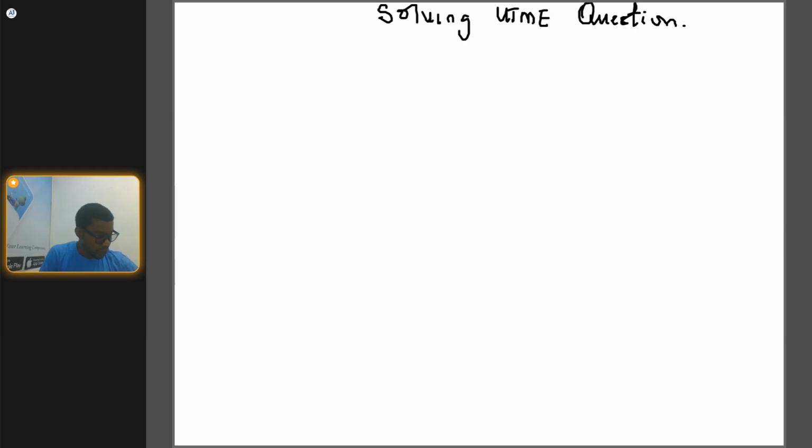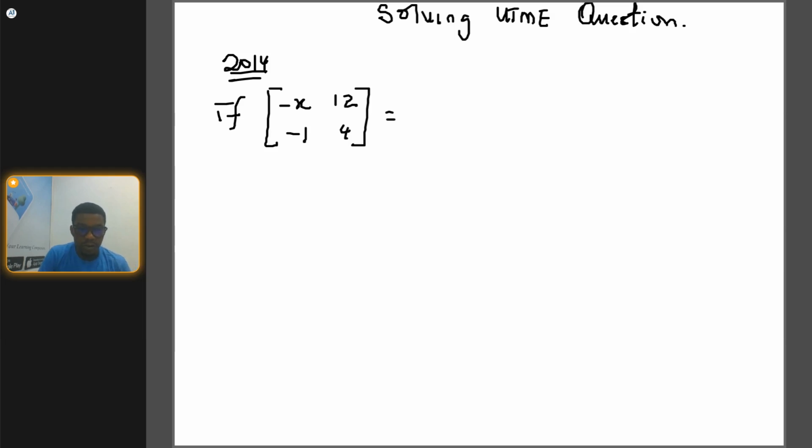Okay, so let's consider this question. It is UTME 2014. If the matrix is given as minus x, 12, minus 1, 4, and its determinant equals minus 12, find x. Find the value of x.